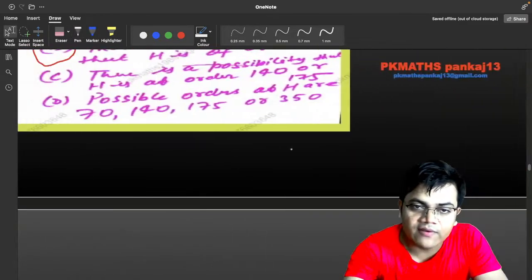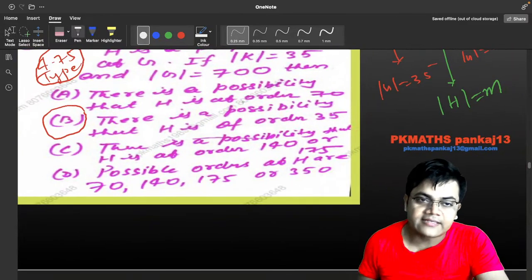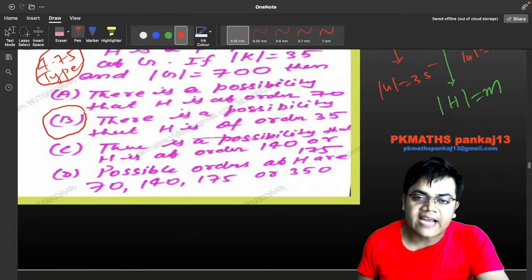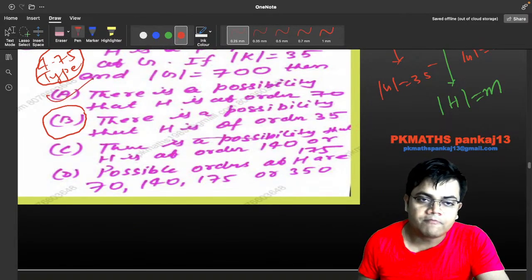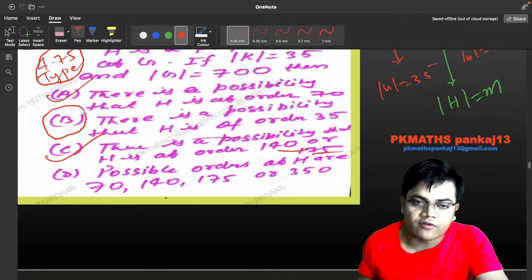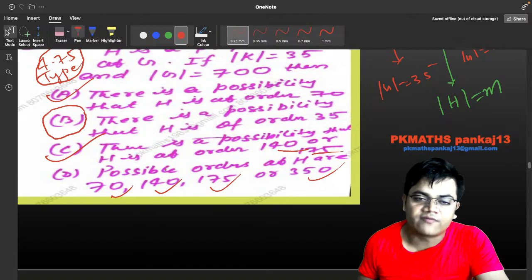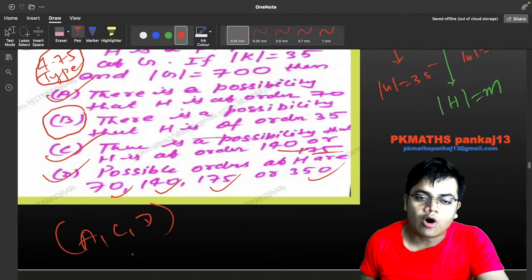And that's why we will not hesitate to say that yes, there is a possibility that H is of order 70, there is a possibility that H is of order 140 or 175. Possible orders of H are 70, 140, 175 and 350. So here you can say A, C and D are the correct options.